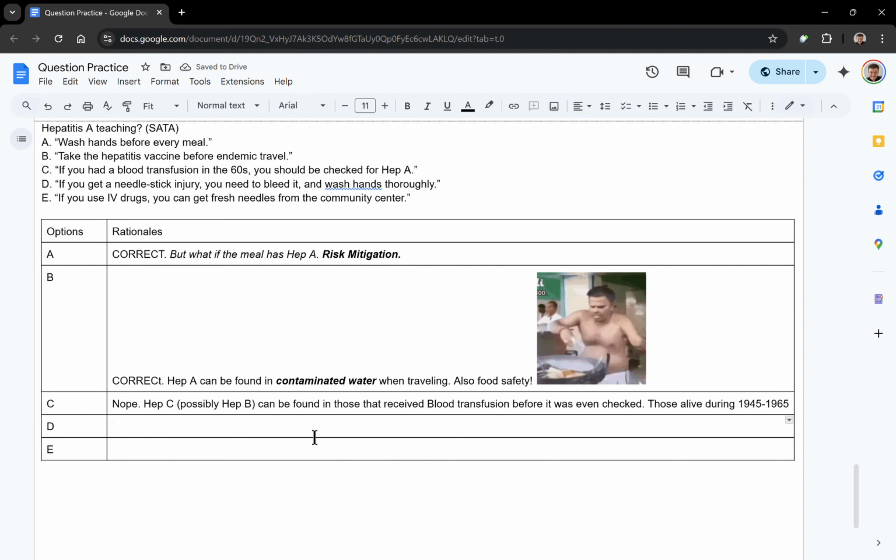Okay, so D: if you get a needle stick injury, you need to bleed it and wash hands thoroughly. Sounds good, it has wash hands in it. I mean, this could even say wear gloves up top. So this is a nope. Why is it a nope? This is Hep B, or could be Hep C, because B and C are transmitted by blood. Okay, good. This is Hep B, and what else? The steps are correct for what? What's that called, when you have an exposure?